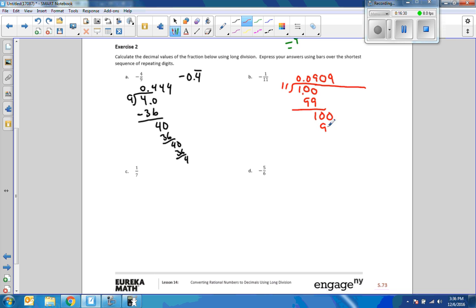9 times 11 is 99. Subtract, 1, 0. Bring down a 0. You're allowed one 0 at a time. 11 will not go into 10, so I put a 0. Bring another 0 down. 11 goes into 109 times, 99. You get the idea. We're repeating, repeating, repeating. We only need to write what was repeating one time: 09. So my answer is, don't forget the negative, negative 0.09 repeating.